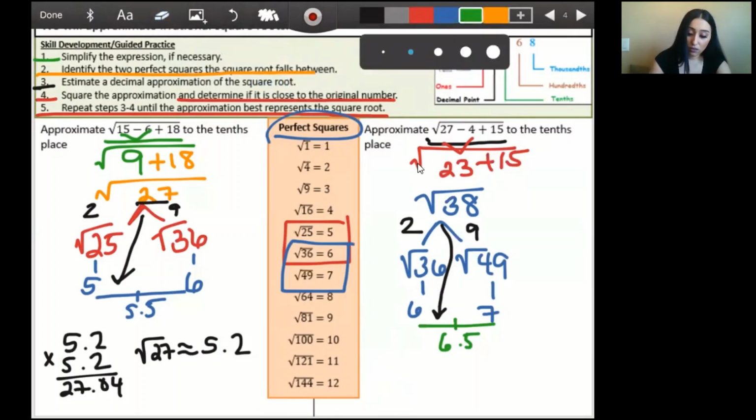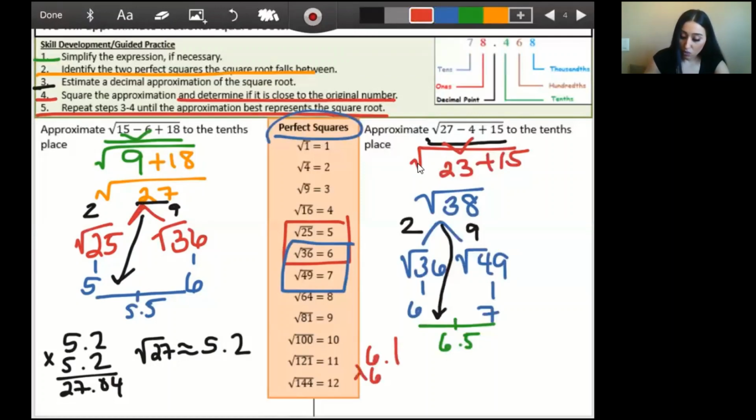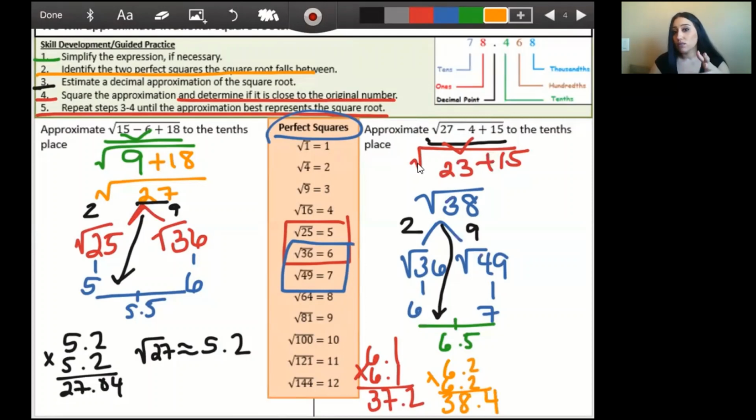All right, so let's go ahead and start off with 6.1 times 6.1, and that leaves me with 37.2. Now that's super close to 38, but I want to see if I can go closer without going over. So I'm going to start off with next 6.2 times 6.2, and that leaves me with 38.4. Now I did go over a little bit, but not too much. But for this one, I'm going to say the best approximation would be 6.1.